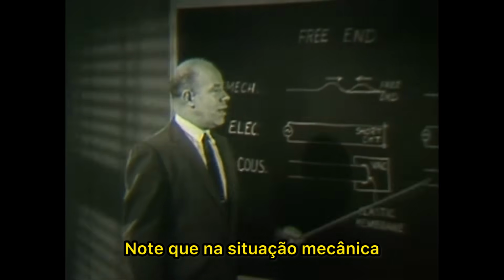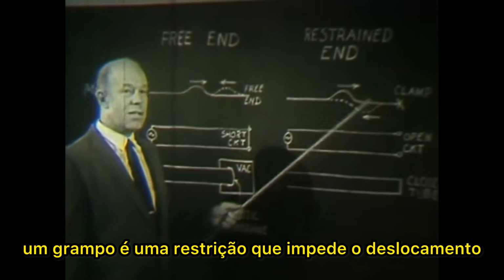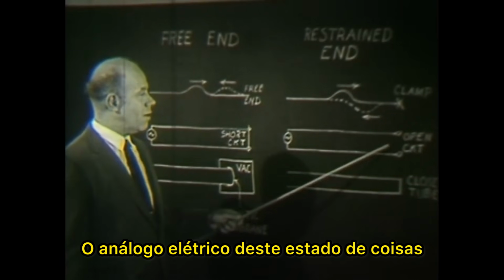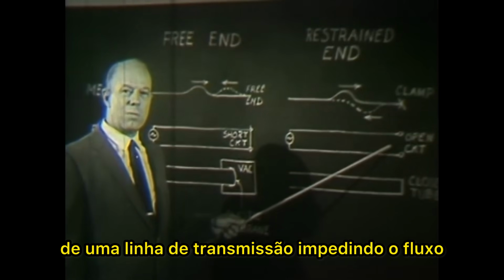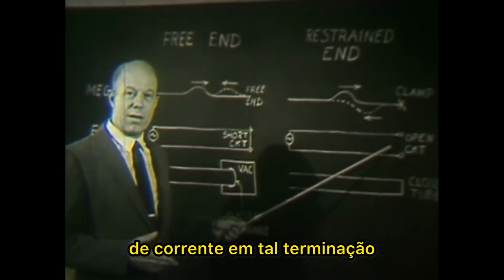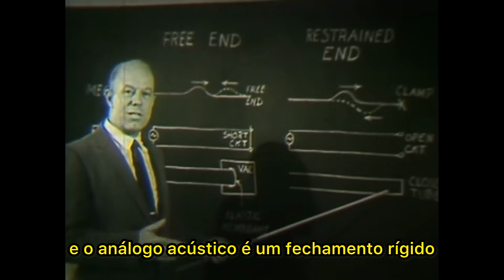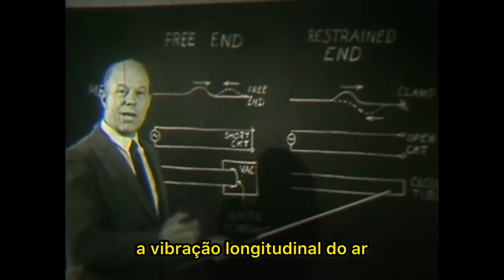Note that in the mechanical situation, a clamp is a constraint preventing the displacement of the end of the wave medium. The electrical analog of this state of affairs is an open circuit termination on the end of a transmission line, preventing the flow of current at such a termination. And the acoustic analog is a rigid closure at the end of an acoustic tube, preventing the longitudinal vibration of the air.